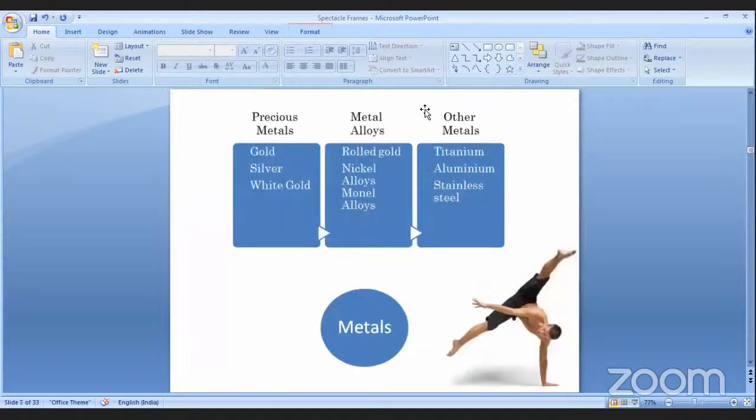In metals, we have gold, silver, and white gold in the precious metal categories, and we have rolled gold, nickel alloys, and monel alloys in the metal alloys category. Besides metal alloys and precious metals, other metals are also used to manufacture optical frames. Titanium, aluminum, and stainless steel are very common. Titanium is supposed to be the hardest material and the most ideal material for spectacle frames.